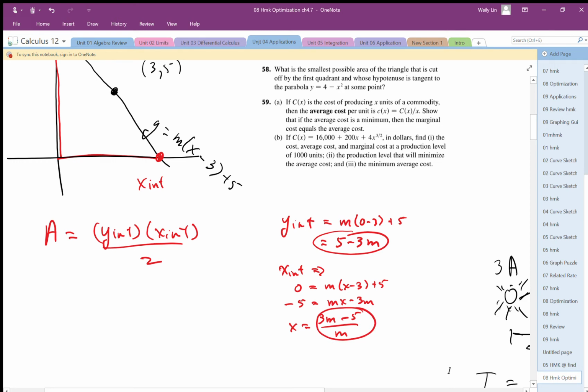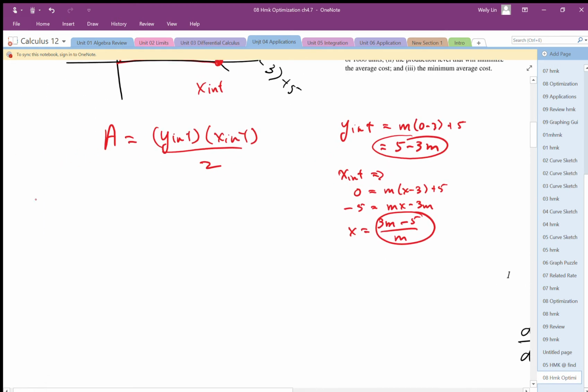Now I can plug it into my equation. Okay, so my area equation, which I want to minimize, is going to be (5 minus 3m) times (3m minus 5) over m, divided by 2. So I'm just going to write it as over 2m. There's my equation. I want to differentiate that. I'm going to multiply this out before I differentiate. That's a perfect square. So let's rewrite that as (3m minus 5) squared over 2m.